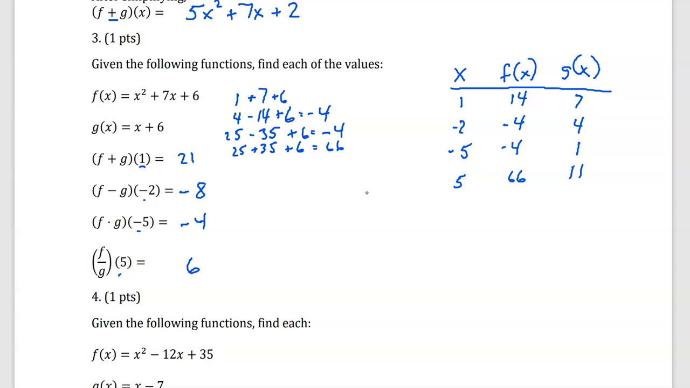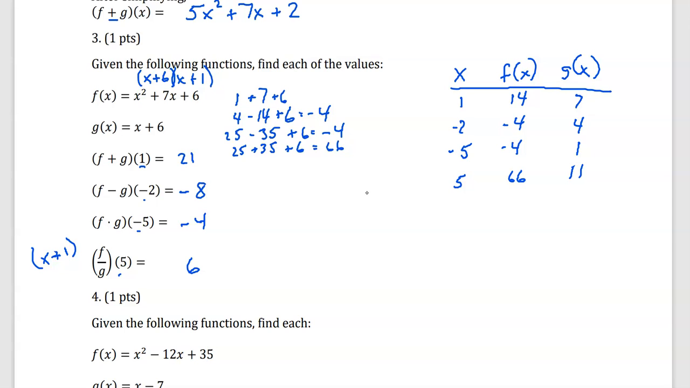I know I could see what, if I want to factor this out, I see this as x plus 6 times x plus 1. I guess that helps me when I do the f over g. I know that f over g is x plus 6 divided by, times x plus 1 divided by x plus 6. So I know that this is going to be x plus 1. But I don't have to do that. I know their values at 5.